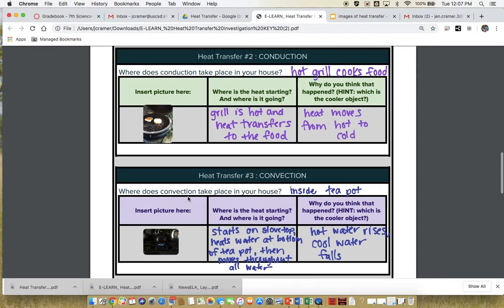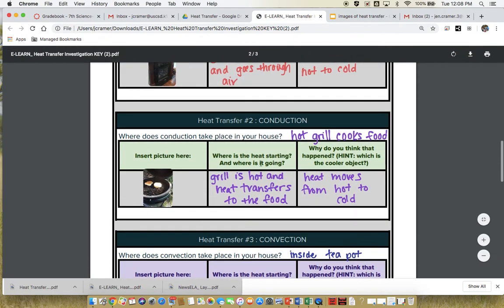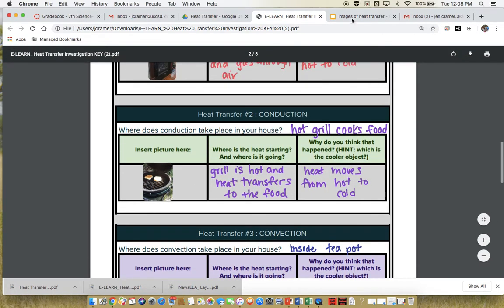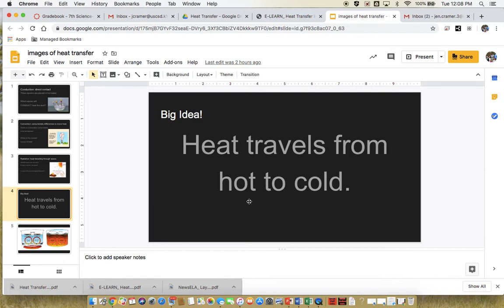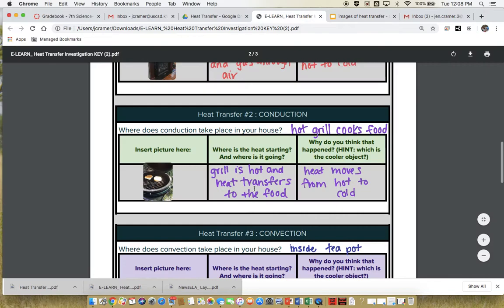Looking at all 3 of these examples in your house and the examples that I gave you on this particular document, the big idea here I hope you could see is heat travels from hot to cold. In all of those examples, it's going from the hotter object to the colder object, and that'll continue to happen whether you're talking about conduction, convection, or radiation.